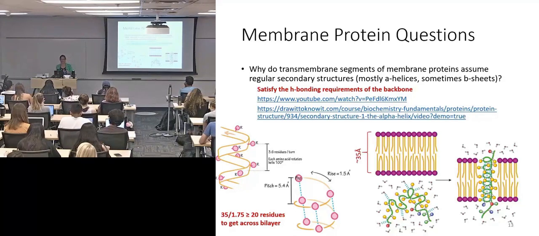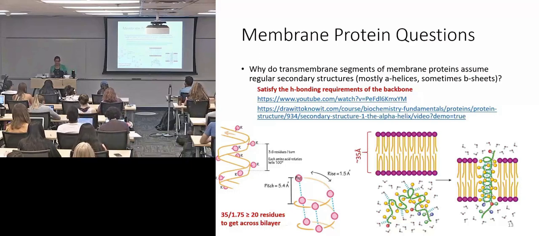Remember that these structures are flexible, right? They have the ability to flex and move and stretch in space. So none of these are hard distances here. But if we think about 35 divided by roughly 1.75 angstroms per amino acid as you go up the helix, you would require greater than or equal to 20 residues to get across the bilayer. Okay? I don't care so much if you remember 1.5 versus 1.8 versus 1.75, but roughly 20 to get across is good.